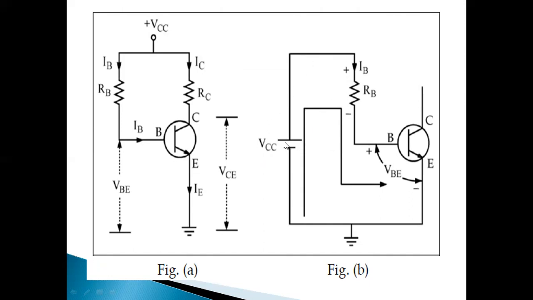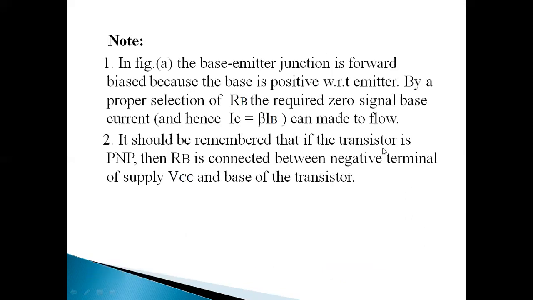See here, VCC's positive terminal is connected to the base and the emitter's negative terminal is connected. So with respect to the emitter, the base is positive, so it is forward bias. By proper selection of resistance RB, the required zero signal base current, and hence IC, given as beta IB, can be made to flow.